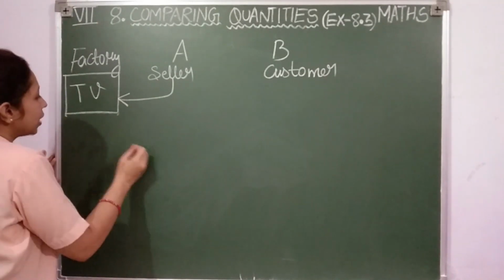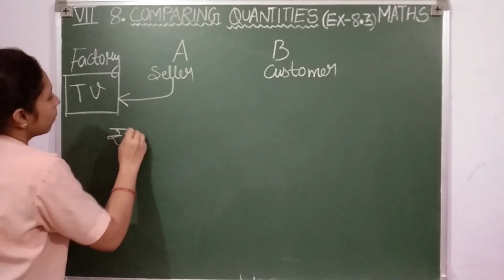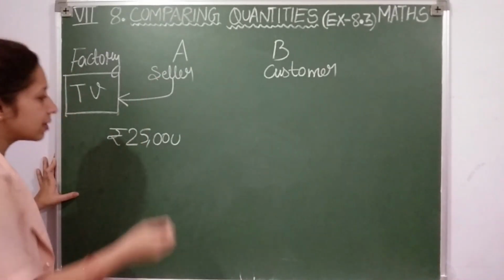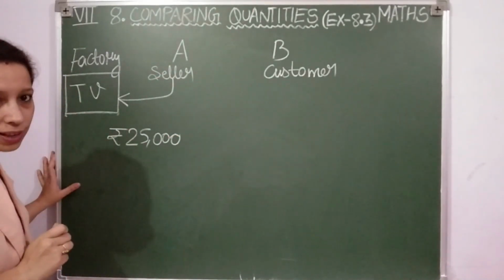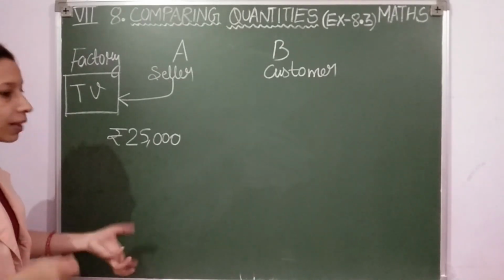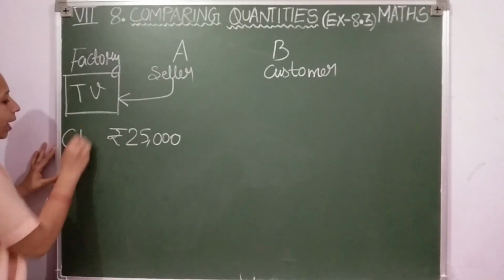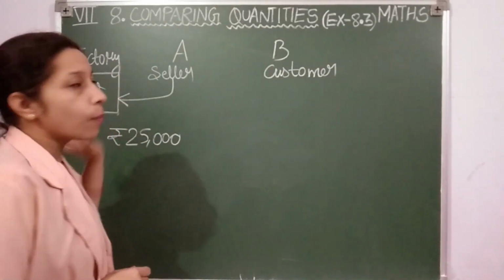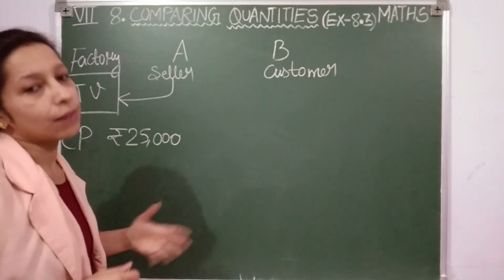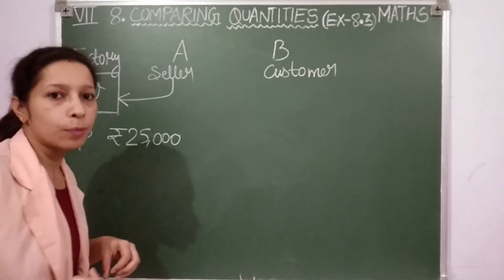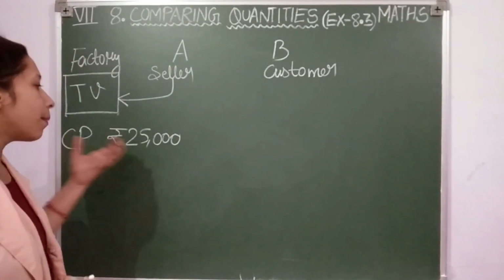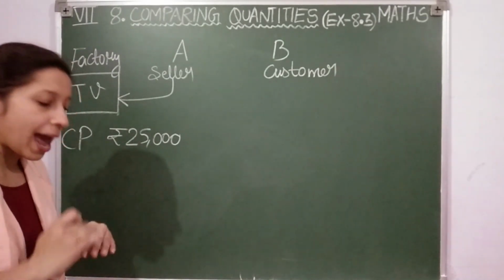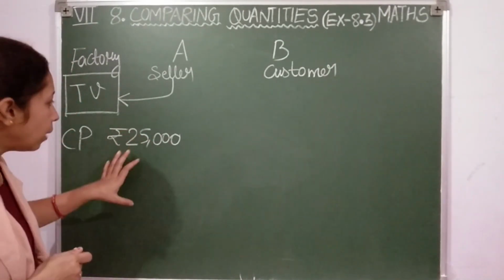Now A has purchased a TV for rupees 25,000. Okay students, A has purchased the TV set for rupees 25,000. So the price at which something is purchased, that price is known as cost price, CP. Okay. Now, what is the motive of A? A is the businessman, he wants to earn profit. So for earning profit, what he has to do? Whatever amount he has spent for purchasing something, he will add some amount to that previous amount.